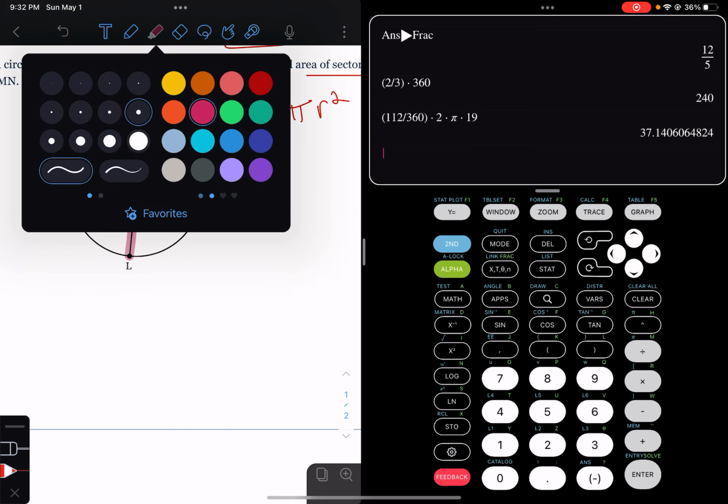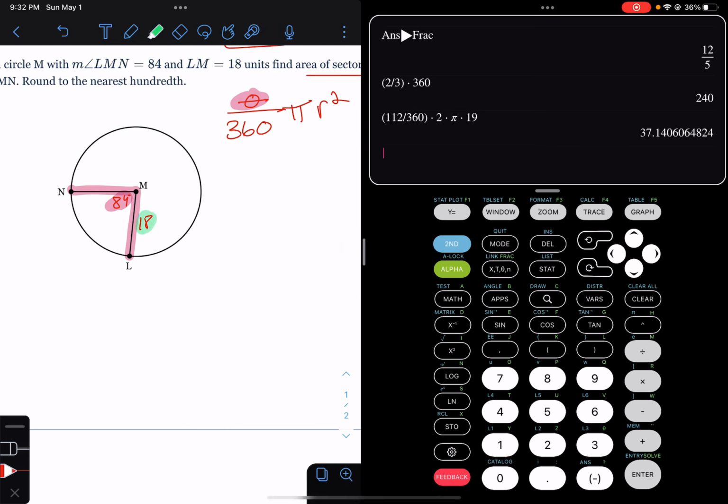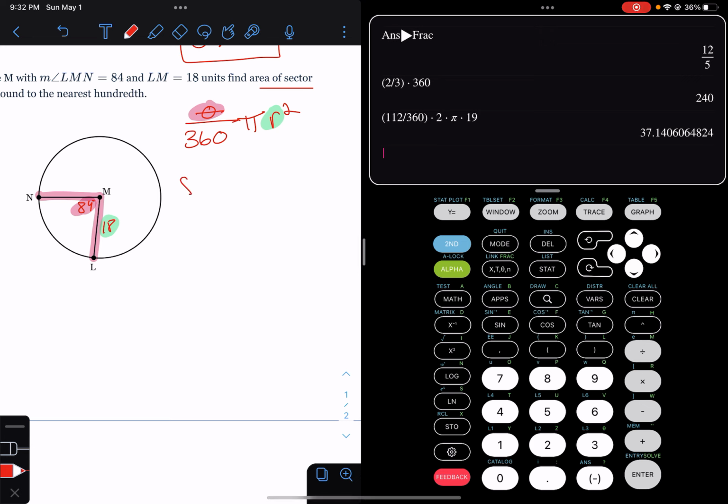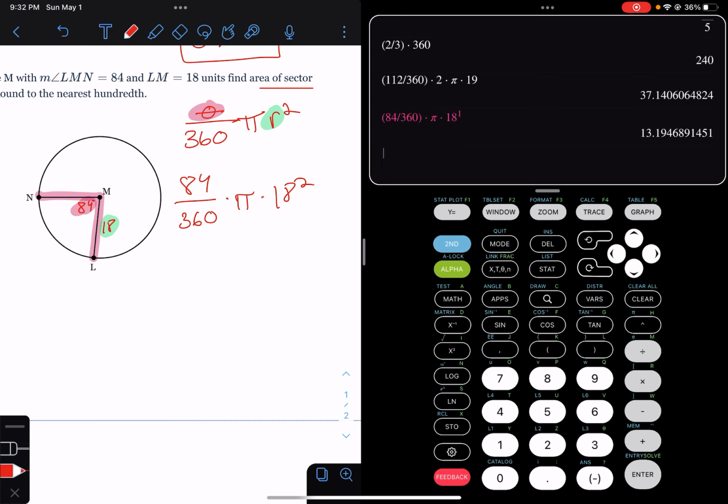So we're going to put an 84 here for theta. Remember, theta represents the angle. We're going to put an 18 in for r. And this one also asks for the nearest hundredth, so we're going to go ahead and just plug this into our calculator. So we're going to do 84 over 360 times pi times my radius squared. And I can do this all on my calculator. Oh, I plugged it in wrong. 18 squared.